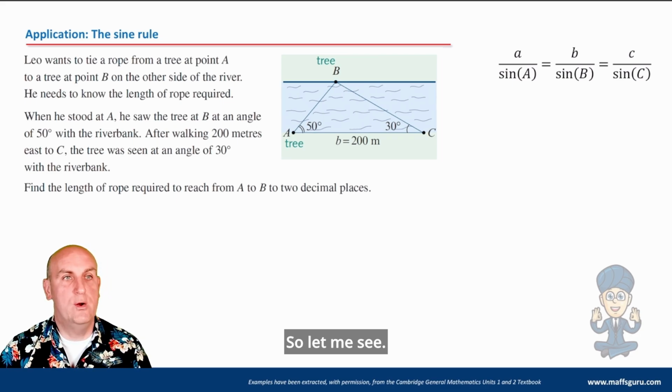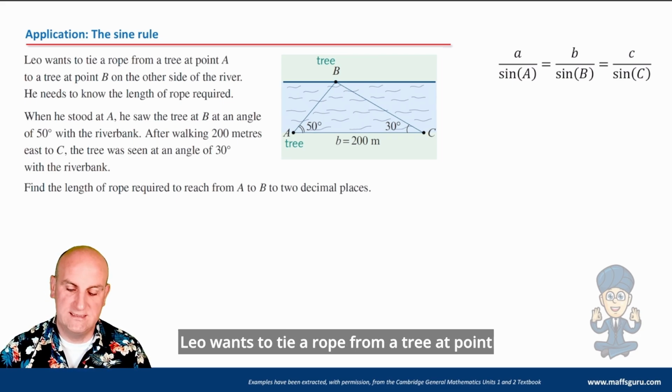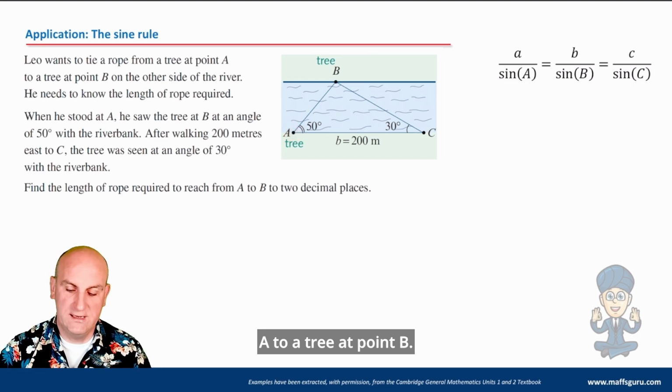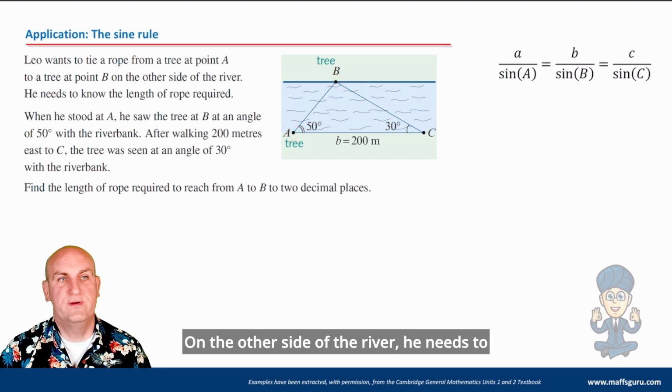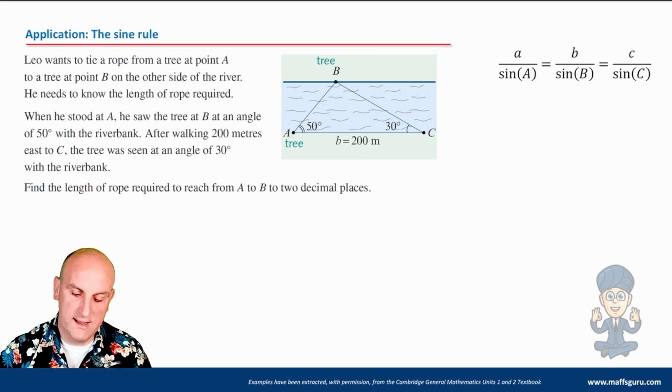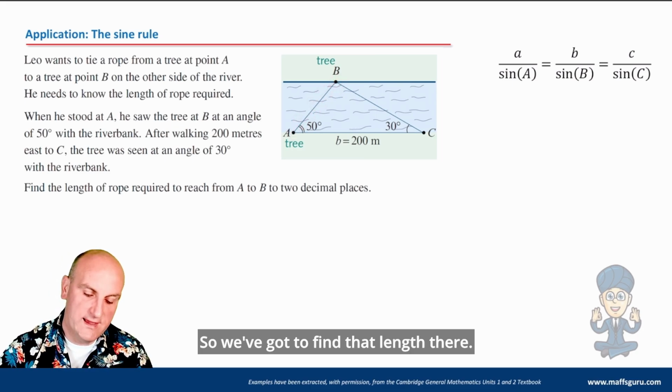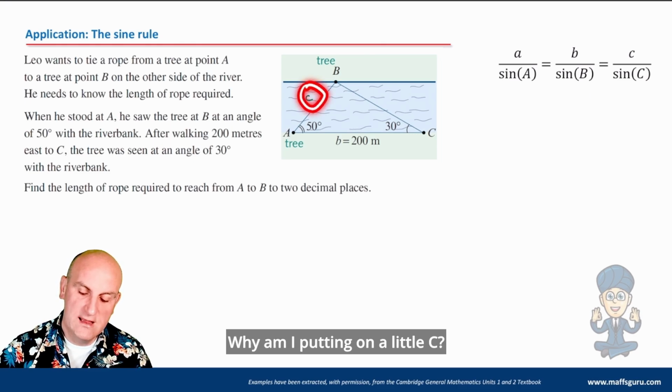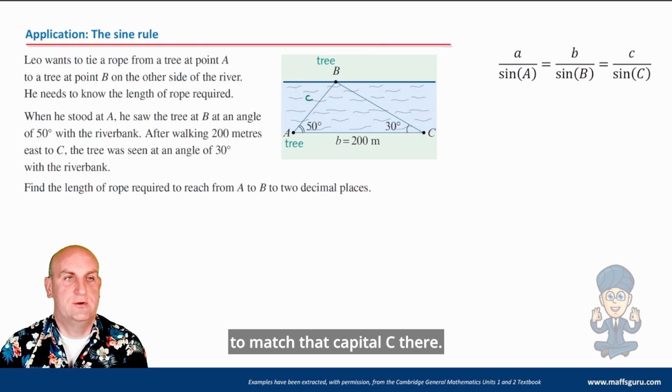So let me see. Leo wants to tie a rope from a tree at point A to a tree at point B on the other side of the river. He needs to know the length of rope required. So we've got to find that length there. So I'm going to put on there a little C. Why am I putting on a little C? Because it just so happens to match that capital C there.